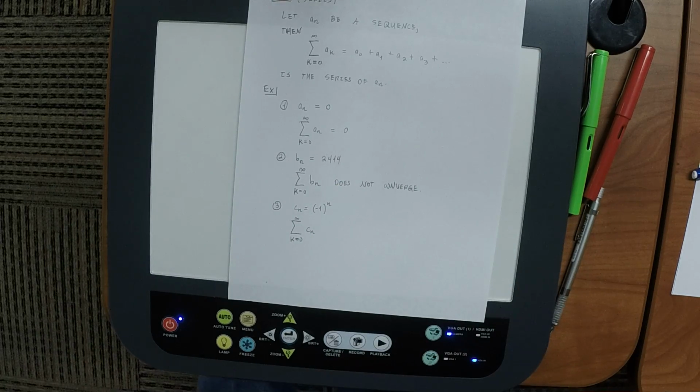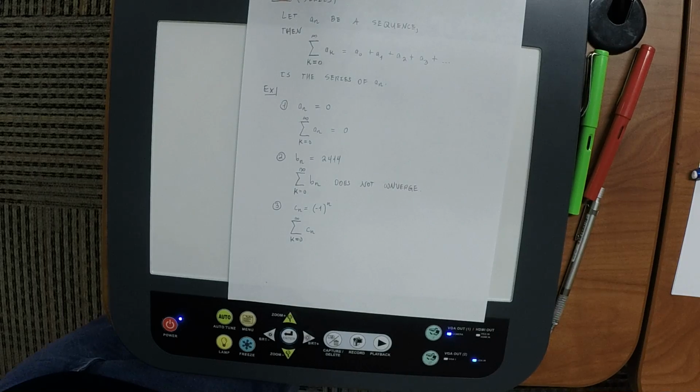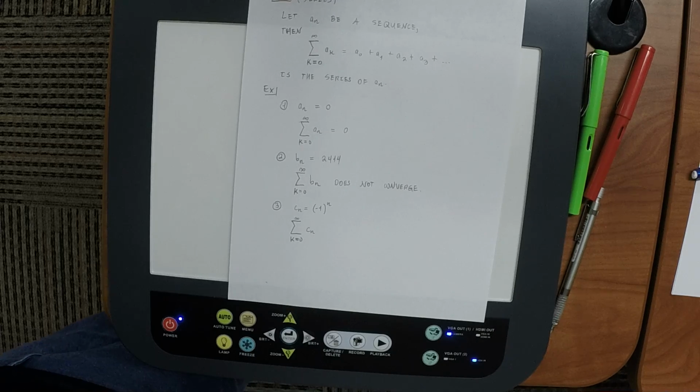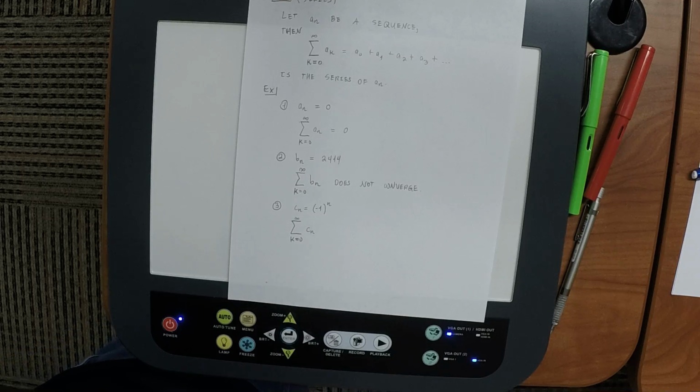Now, how about the series of this one? Well, let's think about it. If we take the first number, that'd be 1, right? And then we add the second number to it, which would be -1. You add those together, what do you get? 0. And then you add a 1, and what do you have? A 1. And then you add one more number, and then you have a 0. You add another one, you have a 1. You add another one, you have a 0. So is it ever going to any place in particular?